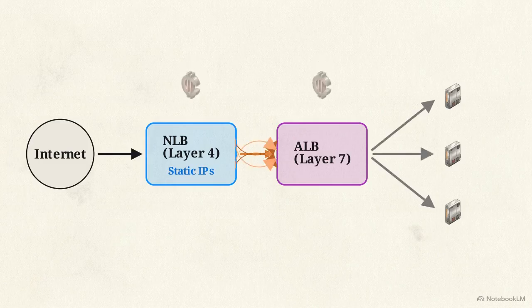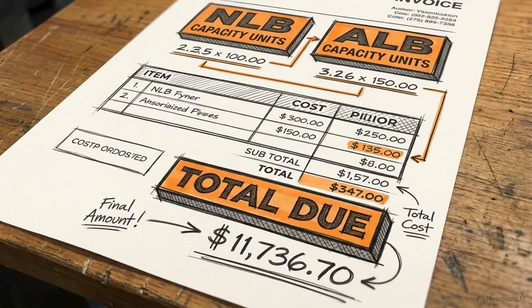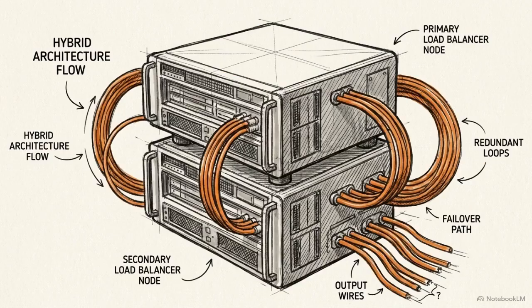The trade-off is a significant increase in architectural complexity. There is also a direct cost implication. You are effectively paying for the capacity units of 2 separate load balancers for every request. The hybrid approach is a powerful compromise, but it is also the most expensive way to architect your traffic flow.